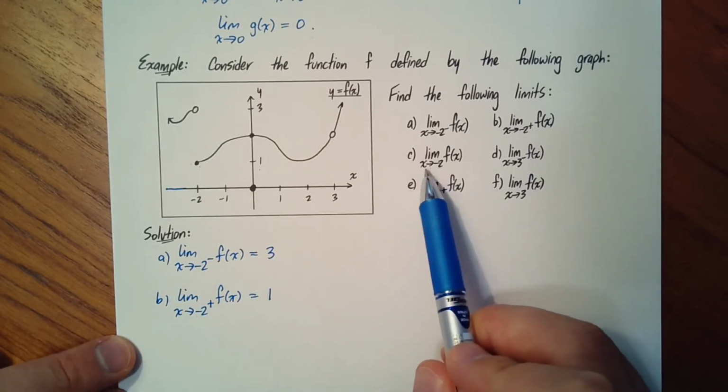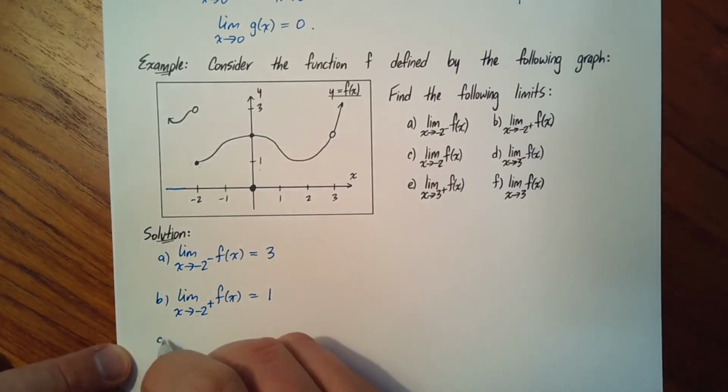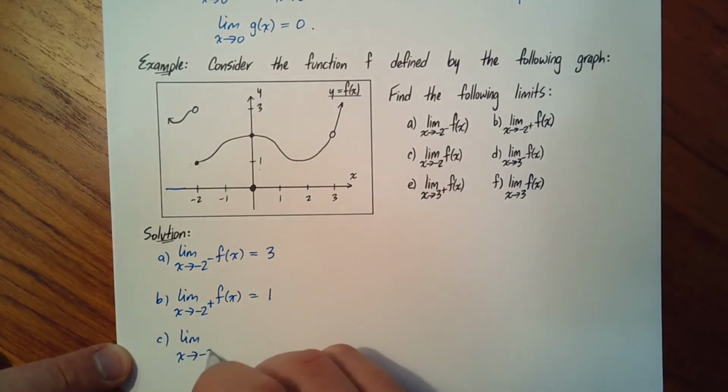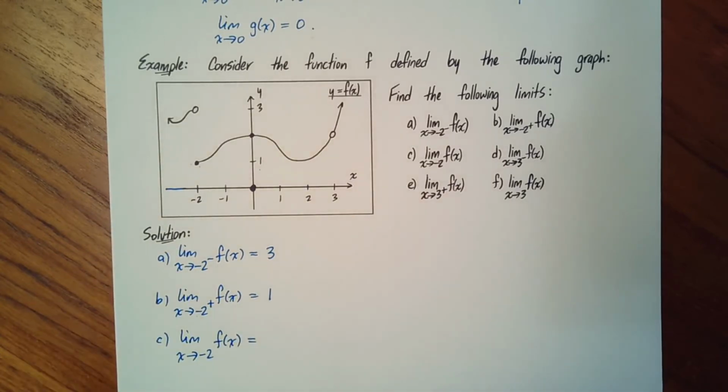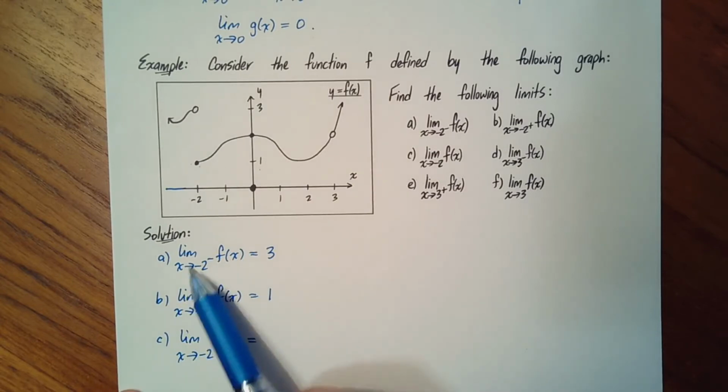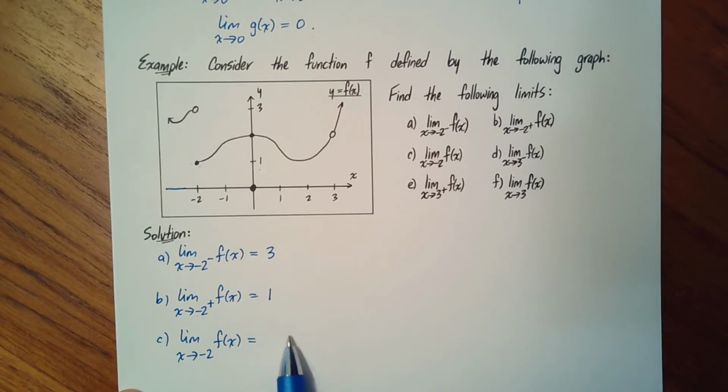Part C is the two-sided limit as x approaches -2. So the limit as x approaches -2 of f of x is equal to, well, what did we say before? We said if the two one-sided limits are the same, then whatever the common value is, that's what you would put here. But these aren't the same, right? One is 3 and the other one is 1. So they aren't actually the same. So this limit does not exist.